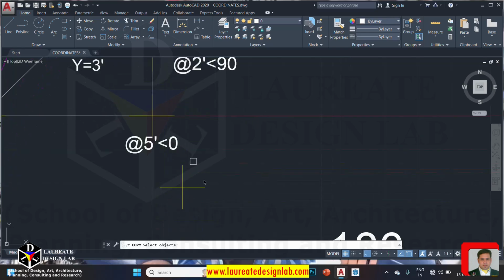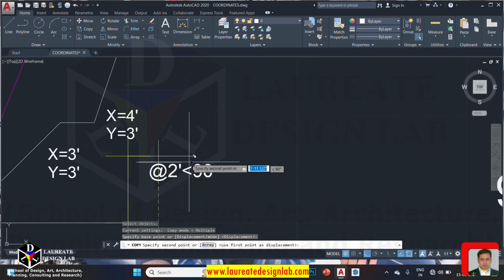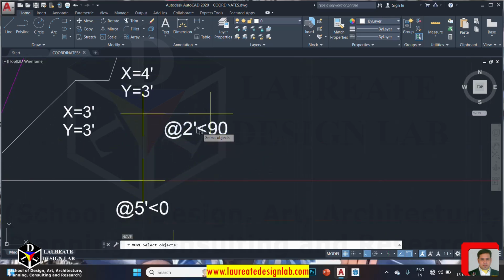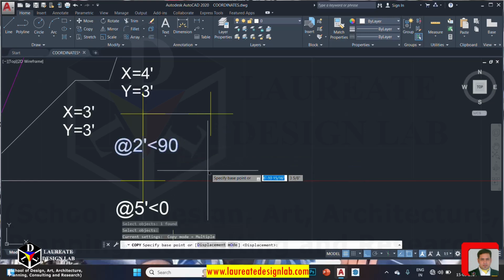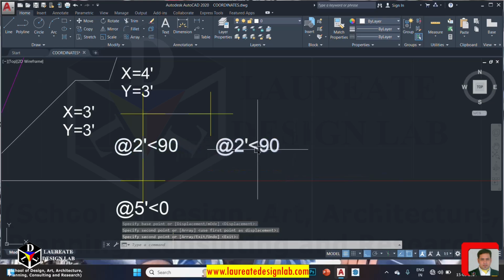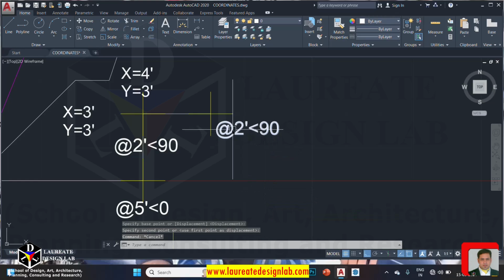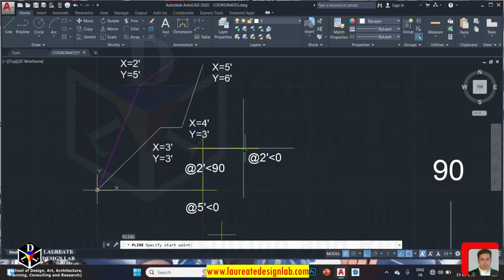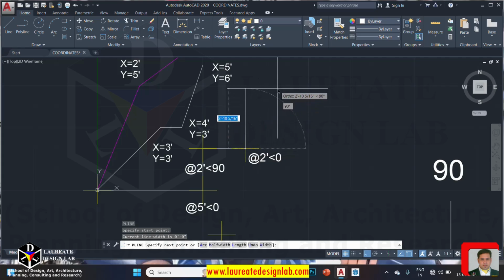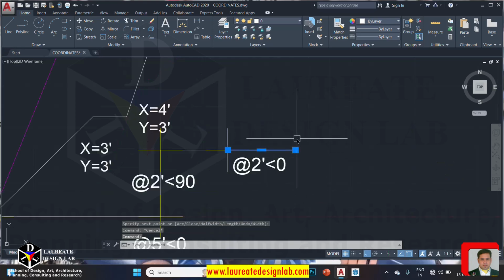Once again, I'm going to copy this and I'm going to put it here. Now let me know, this particular point, what value should I feed here? At the rate 2 feet, but angle is now 0. Once again, I'm going to make normal line, but this time I'm going to type at the rate, once again, at the rate 2 feet at the angle 0. Is it correct?